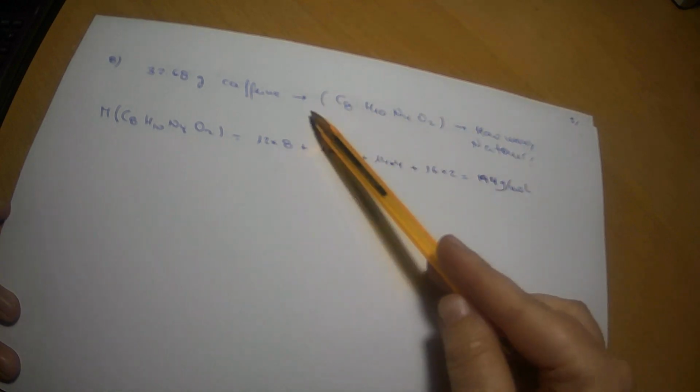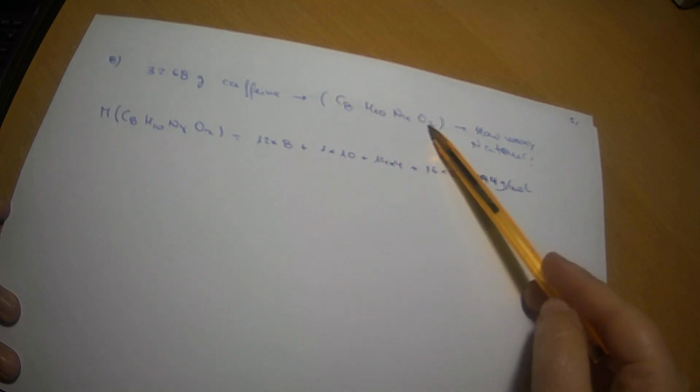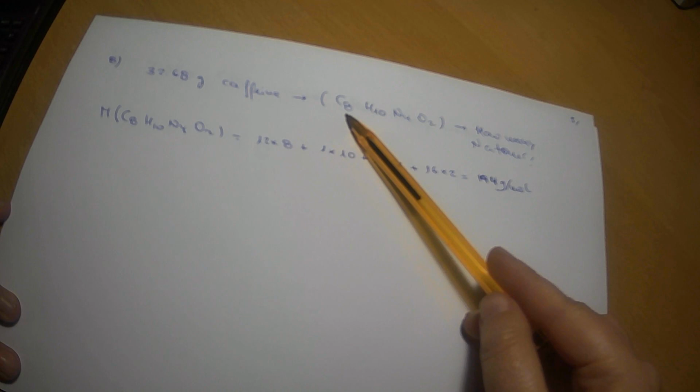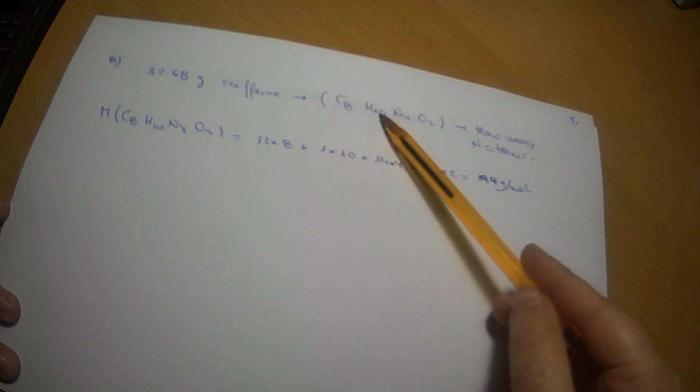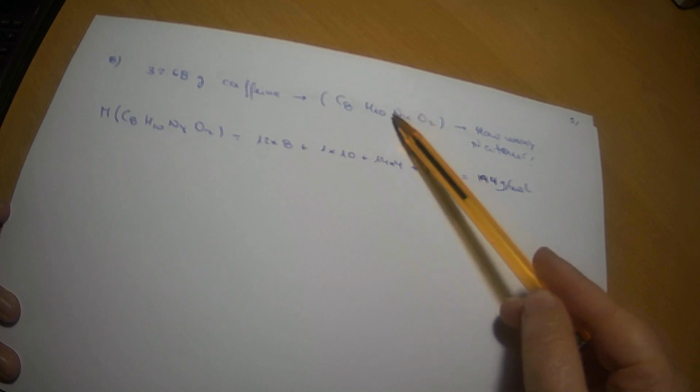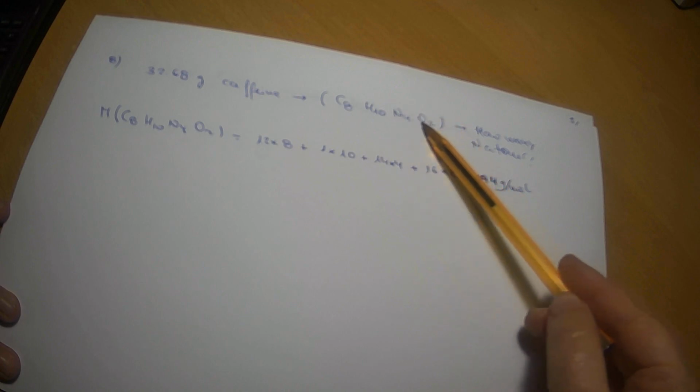Okay, caffeine is a molecule, a big molecule because it has 8 atoms of carbon, 10 atoms of hydrogen, 4 atoms of nitrogen, and 2 atoms of oxygen.